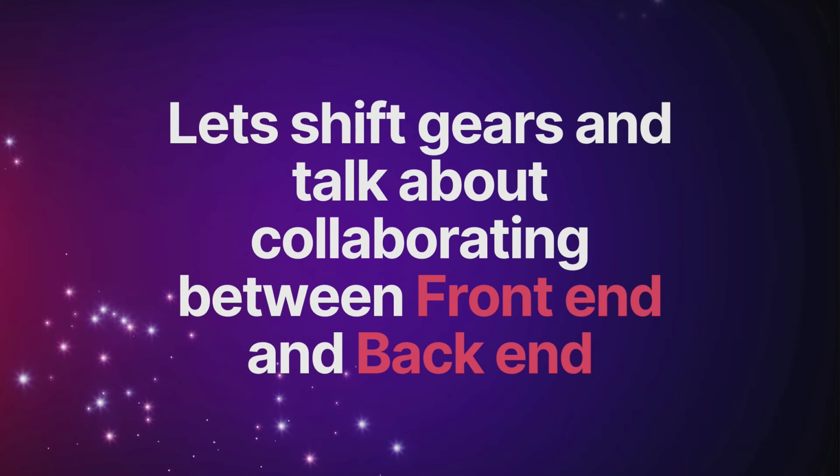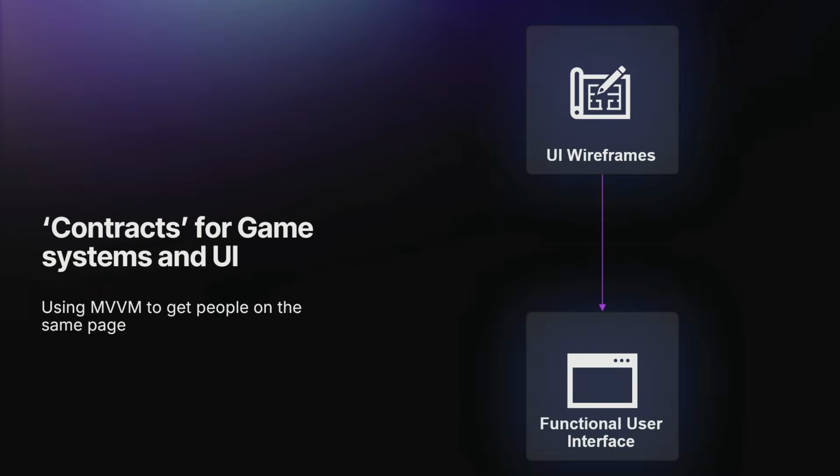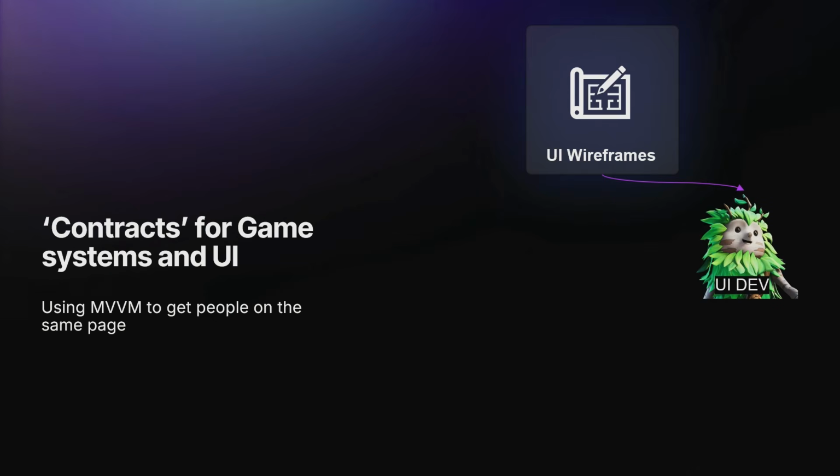So let's shift gears and talk about collaboration between UI front-end and back-end. So our design team has passed us some UI wireframes. Now we know where the buttons go. We have a vague idea of kind of where they're going to be placed and the relationship they have to each other, right? Thank you, design. We now need to turn them into beautiful and functional user interfaces. So our UI team will start and get to work and make some really awesome graphics, cool.